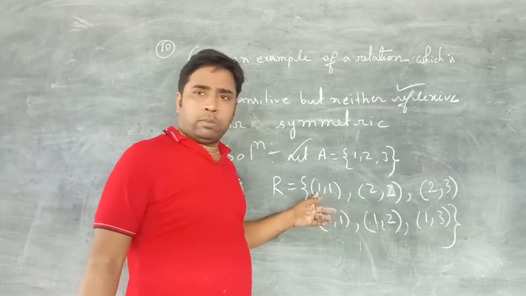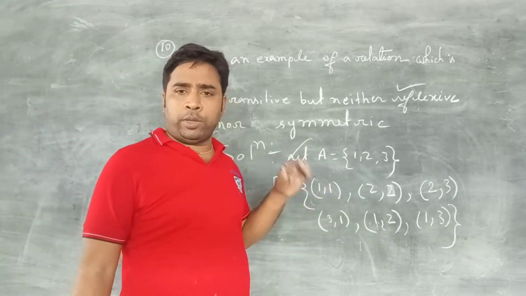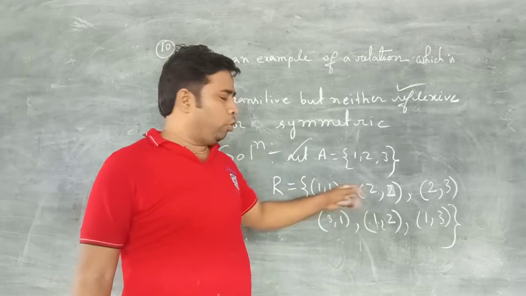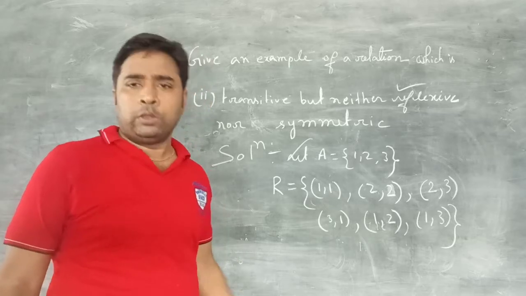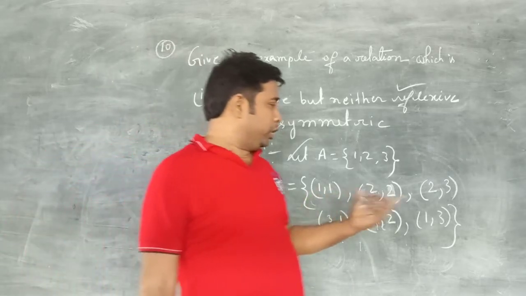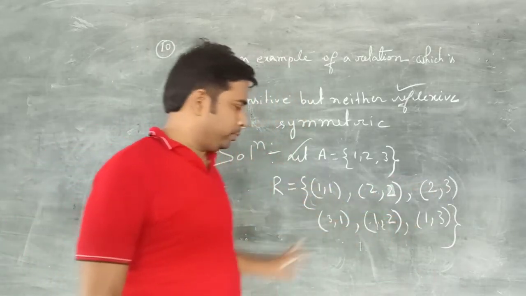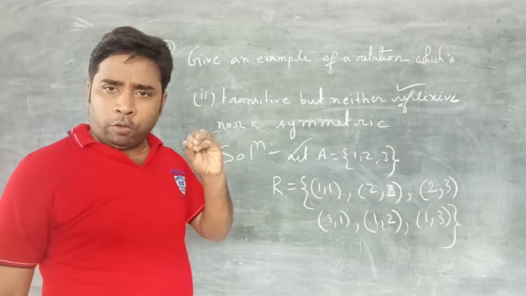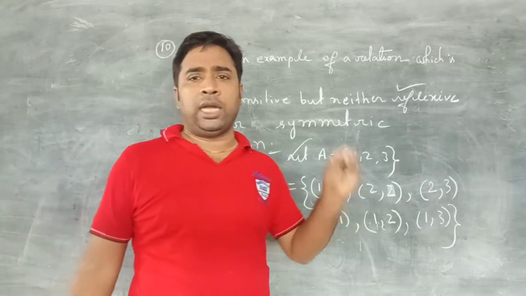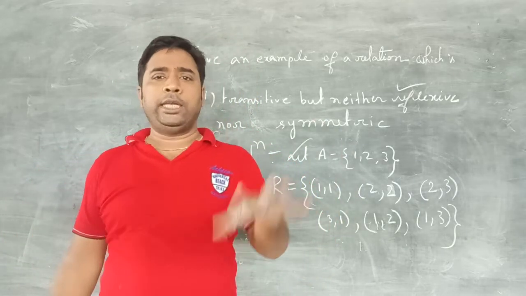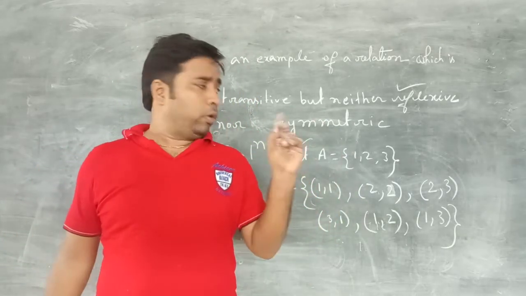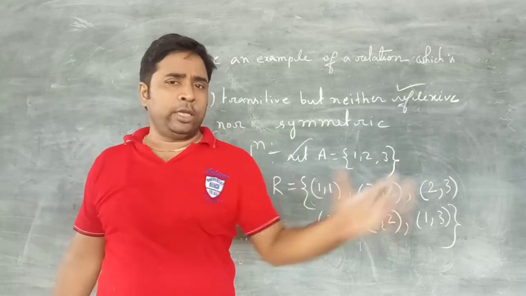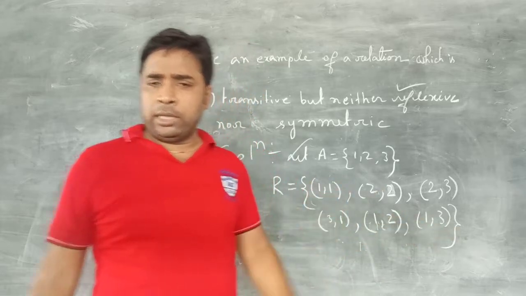Next, it is not symmetric. What is the opposite pair of (1,1)? It is (1,1), and it is here. The opposite pair of (2,2) is (2,2), it is also here. What is the opposite pair of (2,3)? (3,2). It is not here. So if even one element does not satisfy the condition of the definition, then it will not be a symmetric relation. So this one is satisfied, this one is satisfied, the third one is not satisfied. So as a whole this relation is not symmetric.